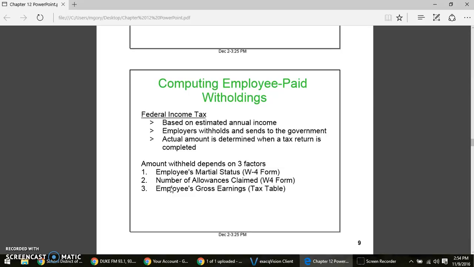Now, the amount withheld depends on three different factors. Your marital status, which means you're either single or married, which is indicated on a W-4 form. Your number of allowances, which is the number of dependents who claim a stake in your income as a means of survival. And then also the employee's gross earnings and the tax table. We'll talk about examples of all of these in just a second.